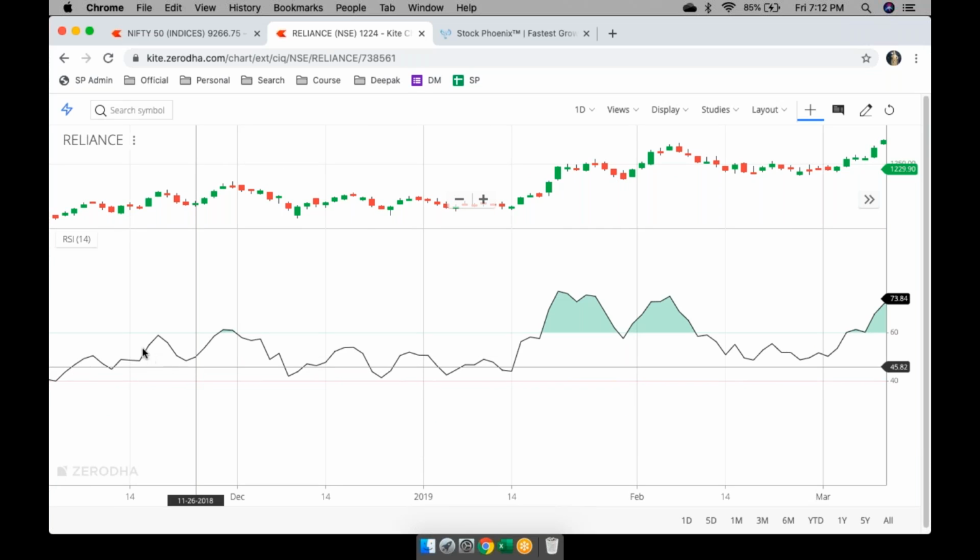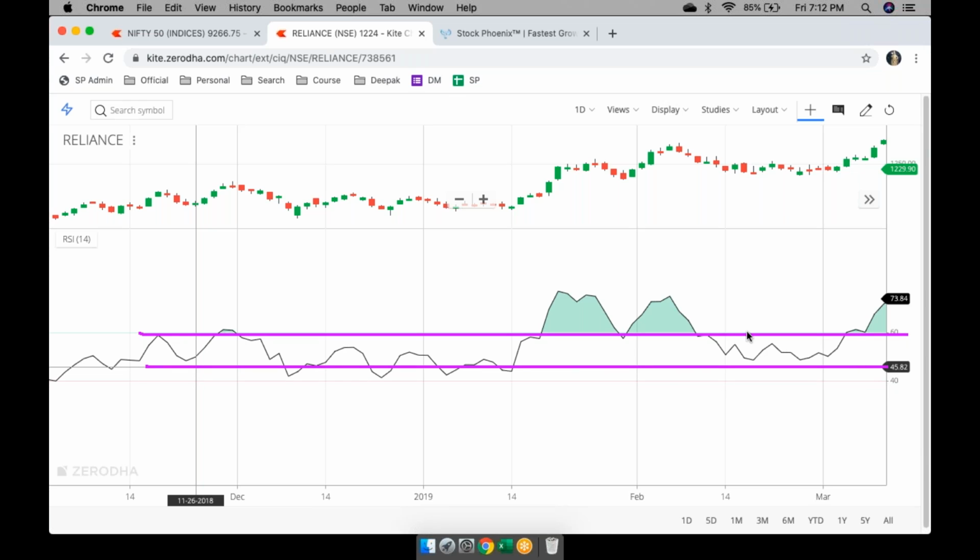I'll show you one by one. RSI 60 line, RSI 40 line. Now, what is the theory behind the RSI? When the RSI goes like this and touches the 60 line, we expect it to bounce back. That means this line will act as a resistance. Resistance in the sense that there is some barrier and it's not able to cross this. So that is called the line of resistance.